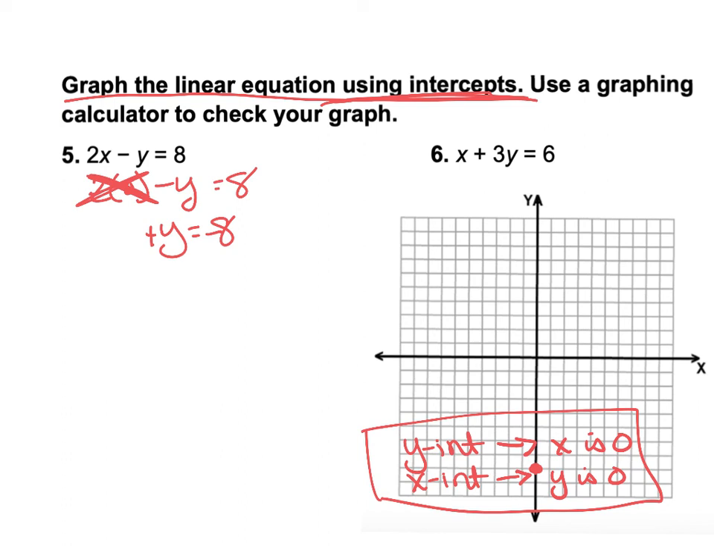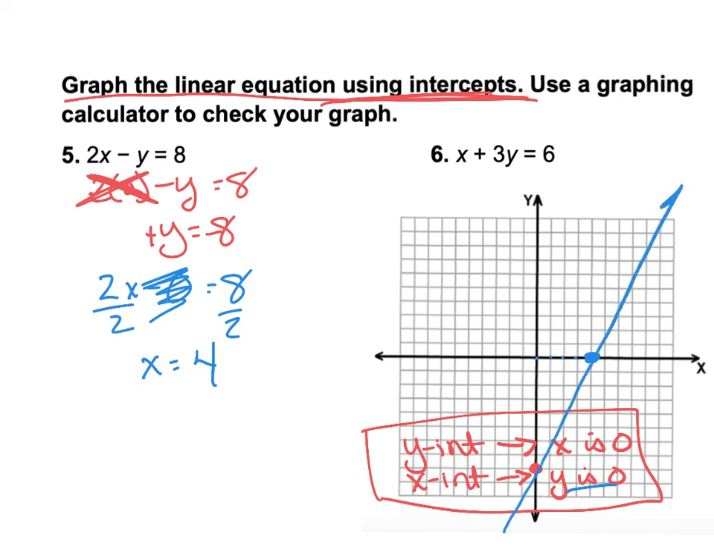Now let's put our x-intercept. Our y is going to be 0. So 2x minus 0 equals 8. Well, nothing happens there. Divide by 2 on each side. x equals 4. So our x-intercept is 4. And we would just then take a ruler and connect those 2 points. That's all it is.